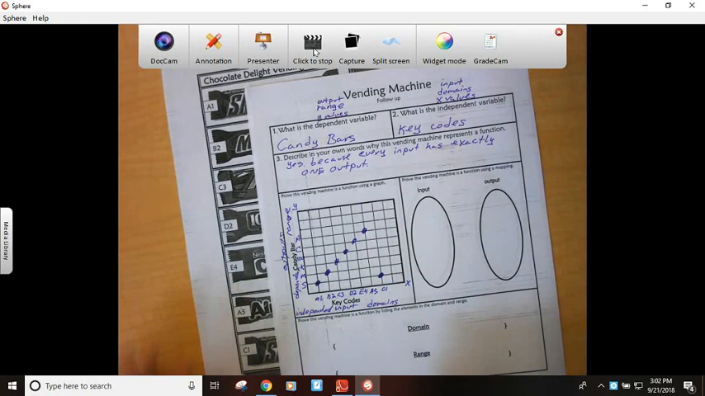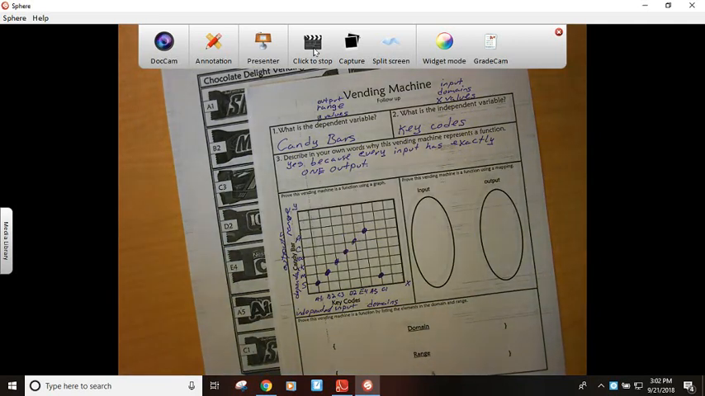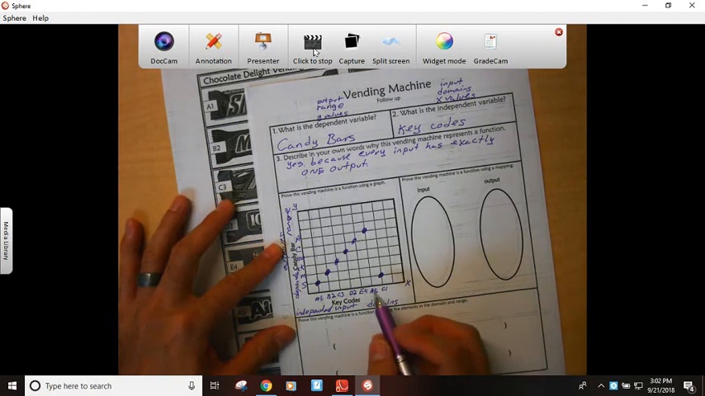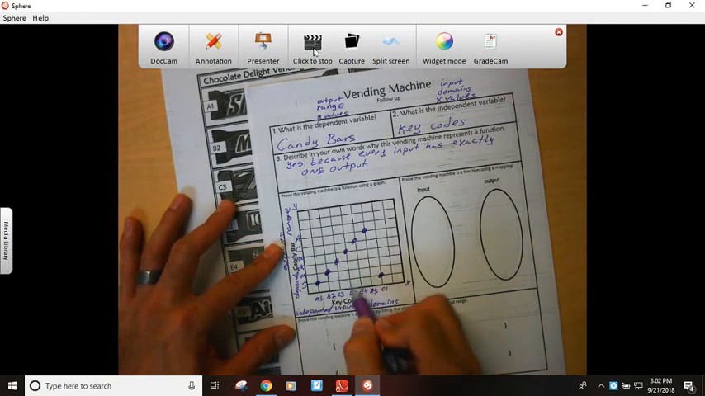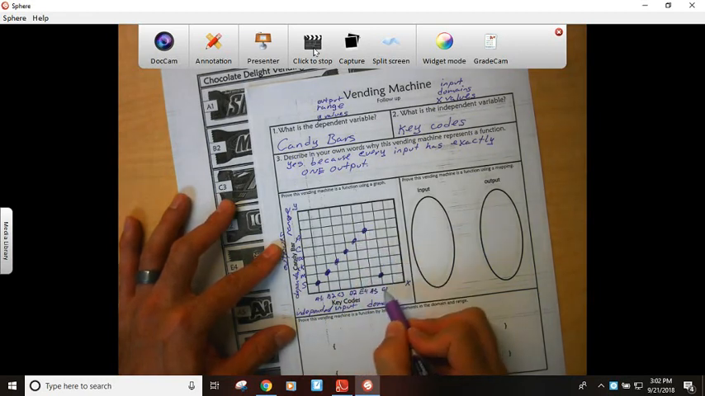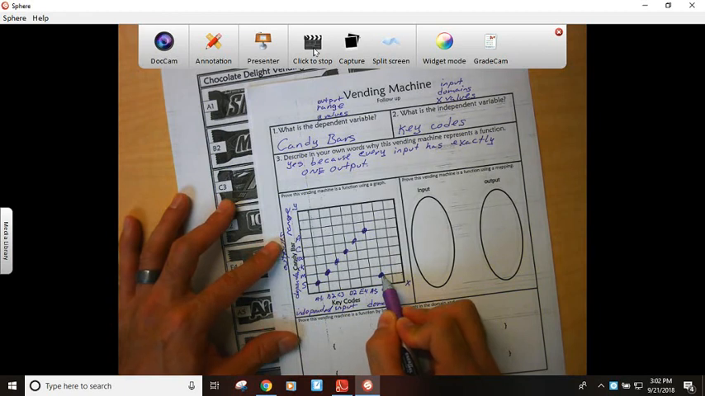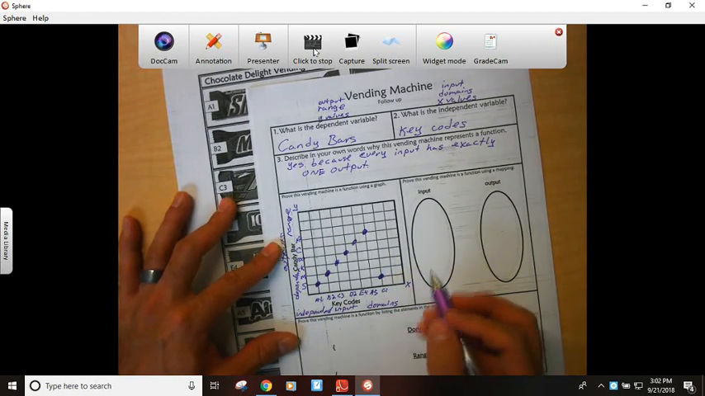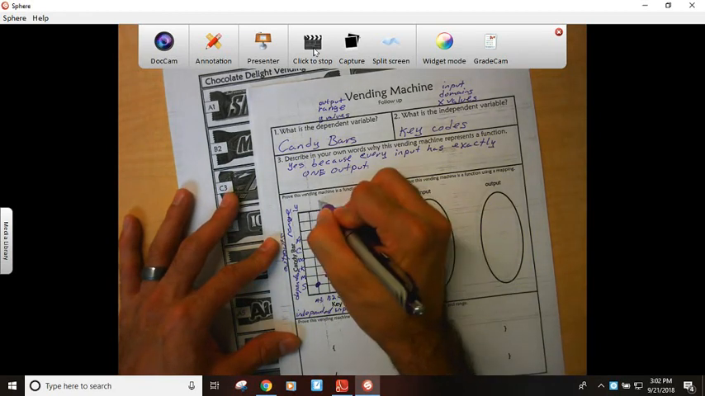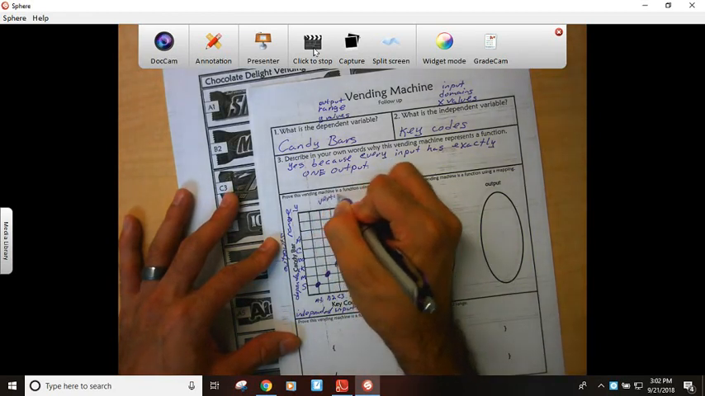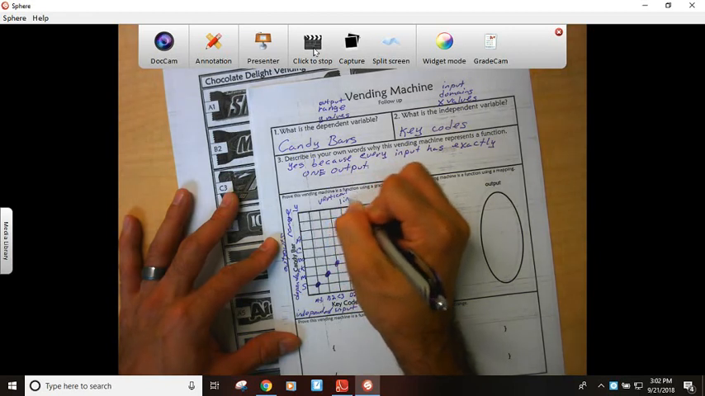So now when we look at this, we want to see, does this represent a function? Well, looking at the graph, each input has one and only one output, even the C1. So therefore, it is a function in the graph. Now, the easiest way to check a graph is by using the vertical line test.